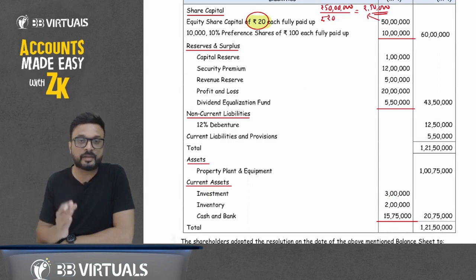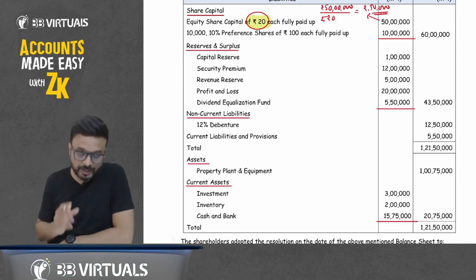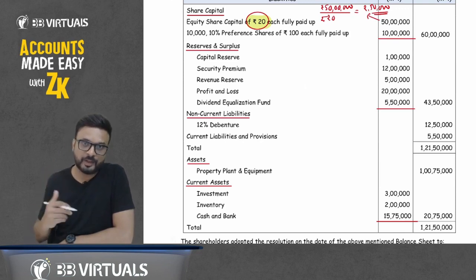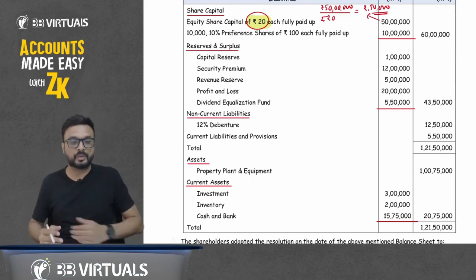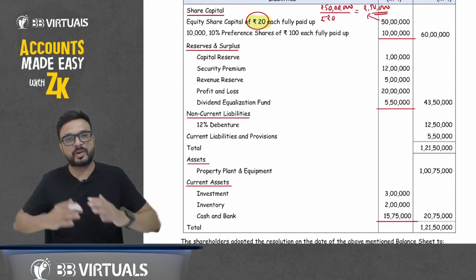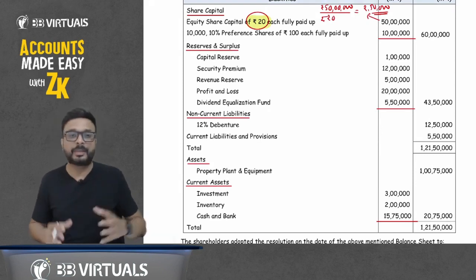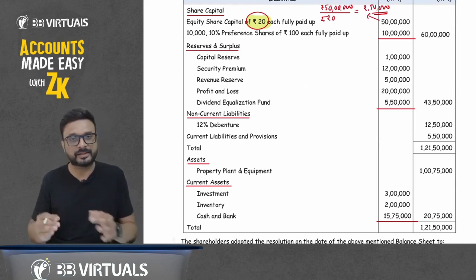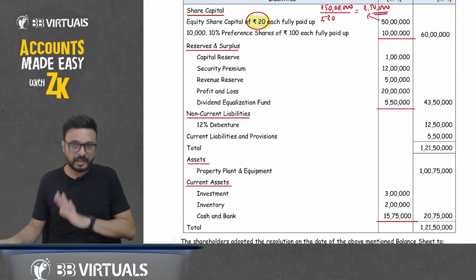Remember, there are two types of investment that is covered by accounting standard 13, which we'll discuss in accounting standard 13. So there are two types of investment, current investment and non-current investment. Just for your knowledge, current investment means the management intends to sell that investment within 12 months from the date of its acquisition. Any investment which is not current investment will be non-current investment. So here it is mentioned in current investment. No problem. We will write it down in current investment. But detailed discussion about the investment types is covered by accounting standard 13. Anyways, this investment is current asset.